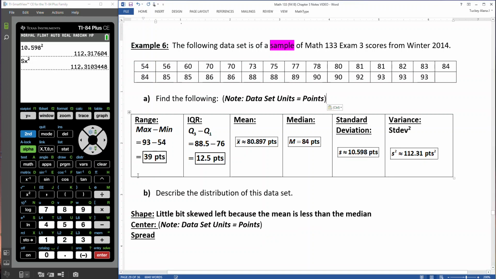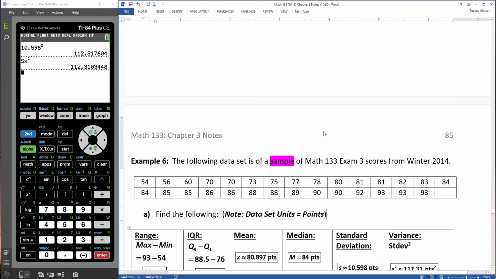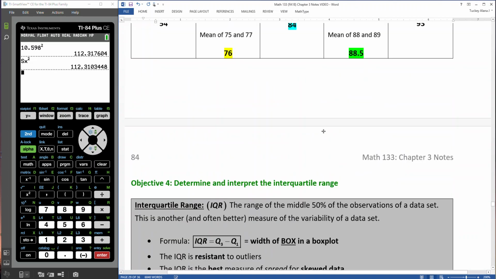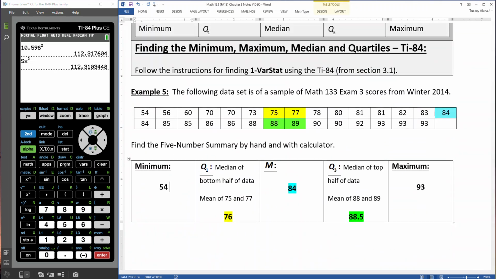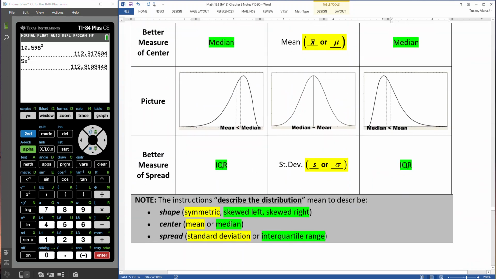And so all of these values, I put points on them. To be fair, I should have done it back here a couple pages ago. So these were actually points as well. All of these values, other than the variance, which is weird, have points as their unit. So the 5-number summary has the same units as your data set. So do all these other statistics.